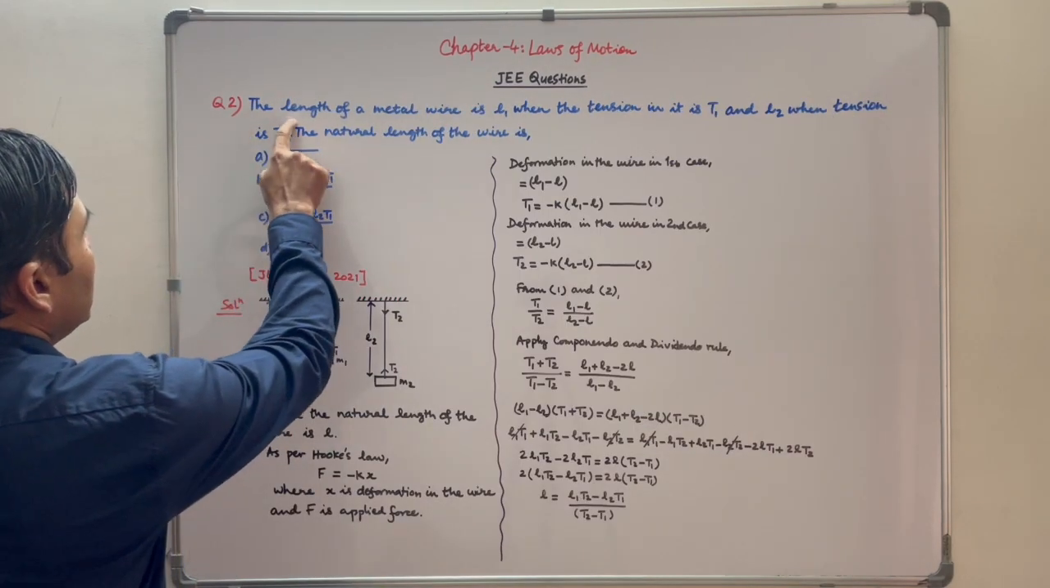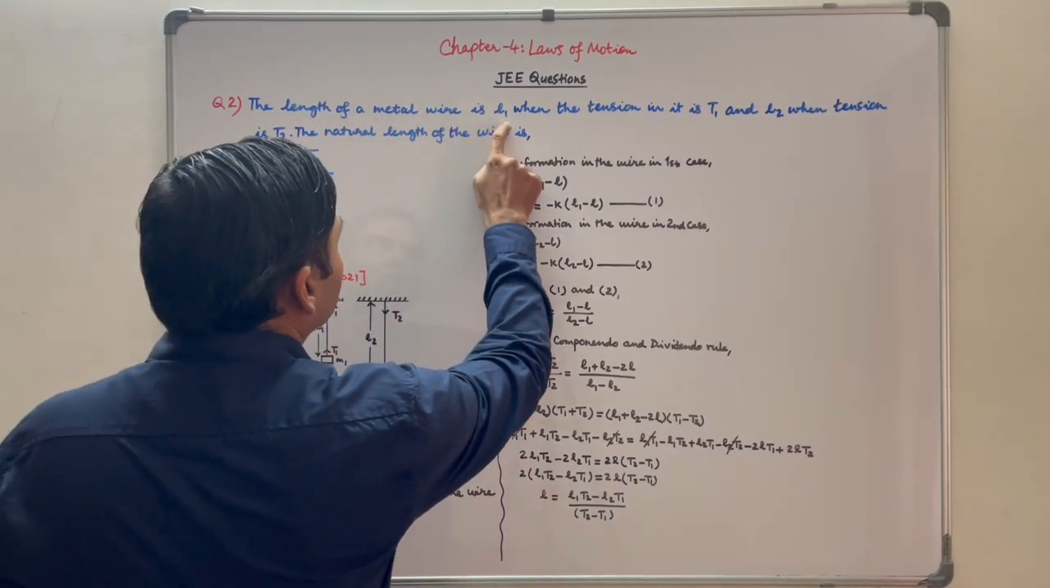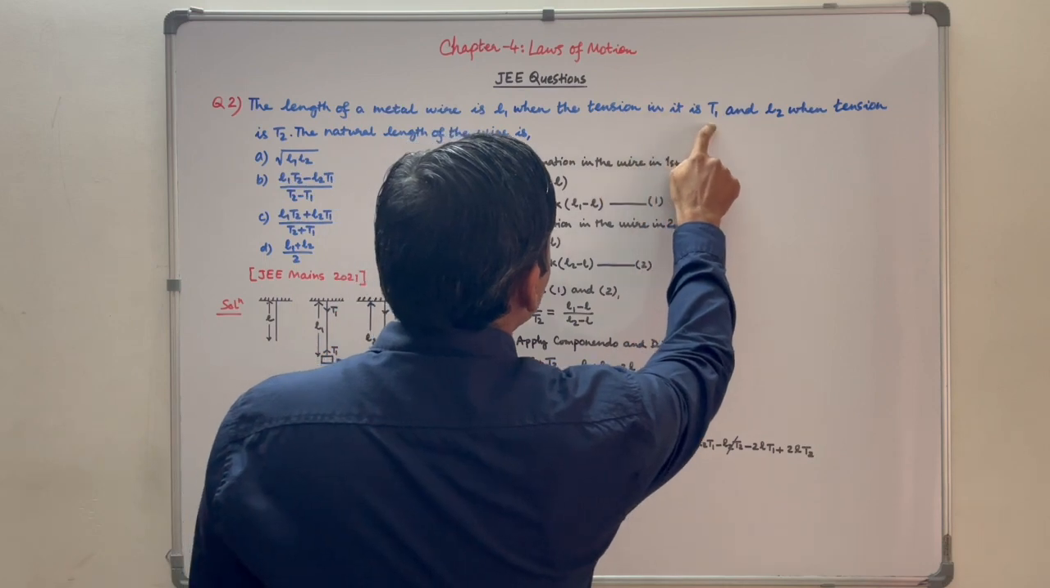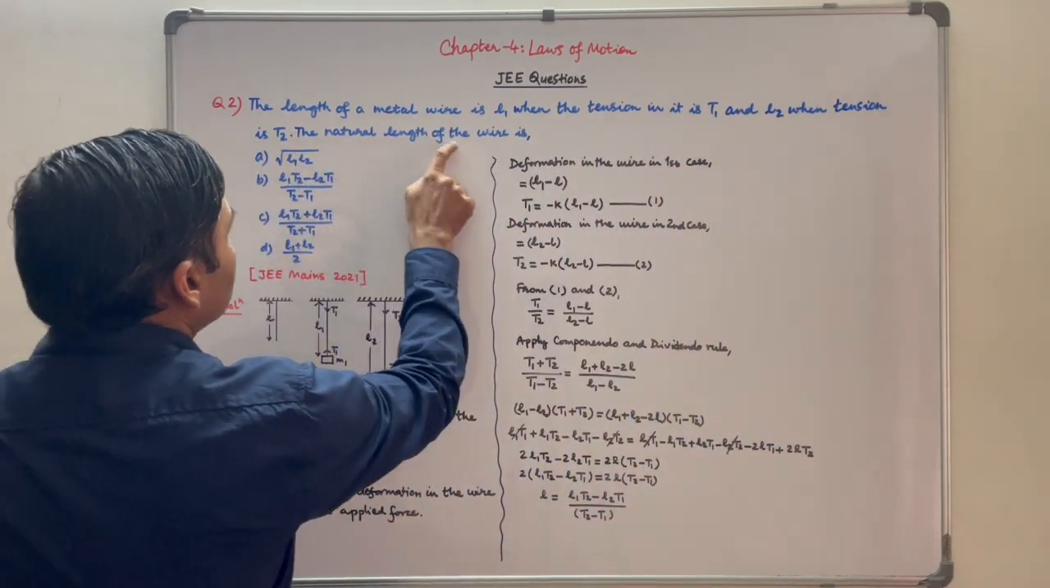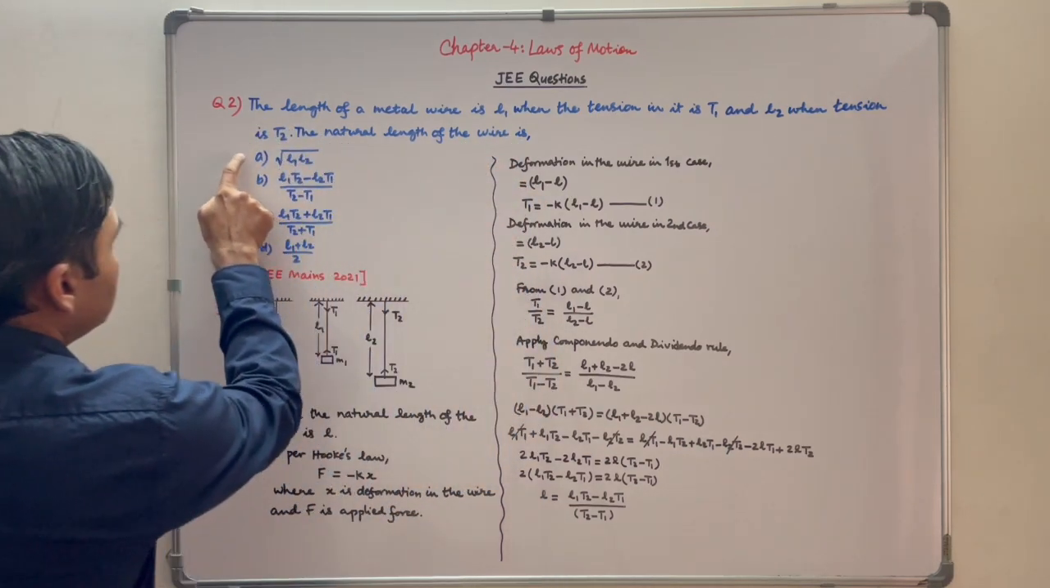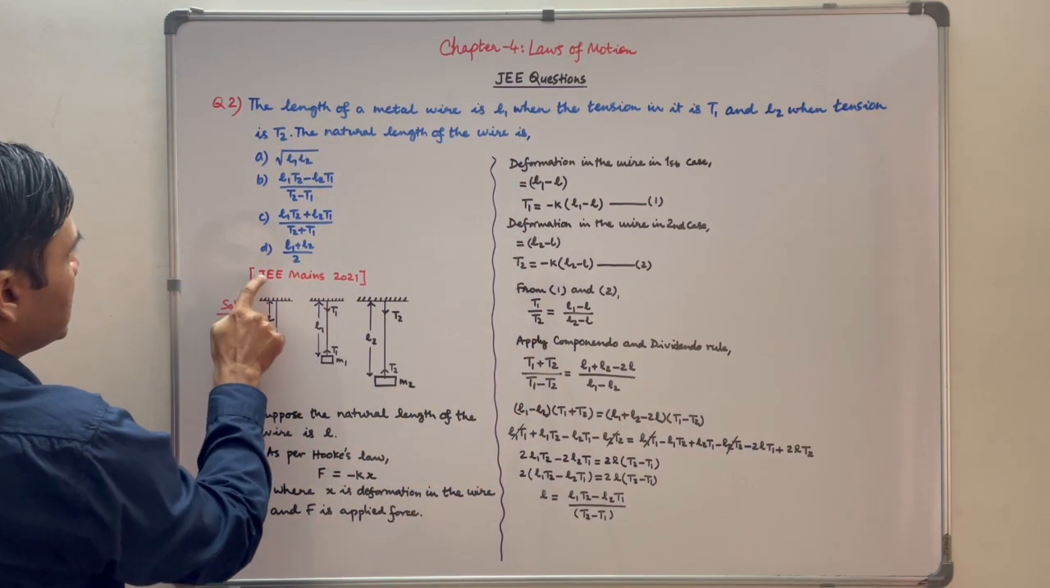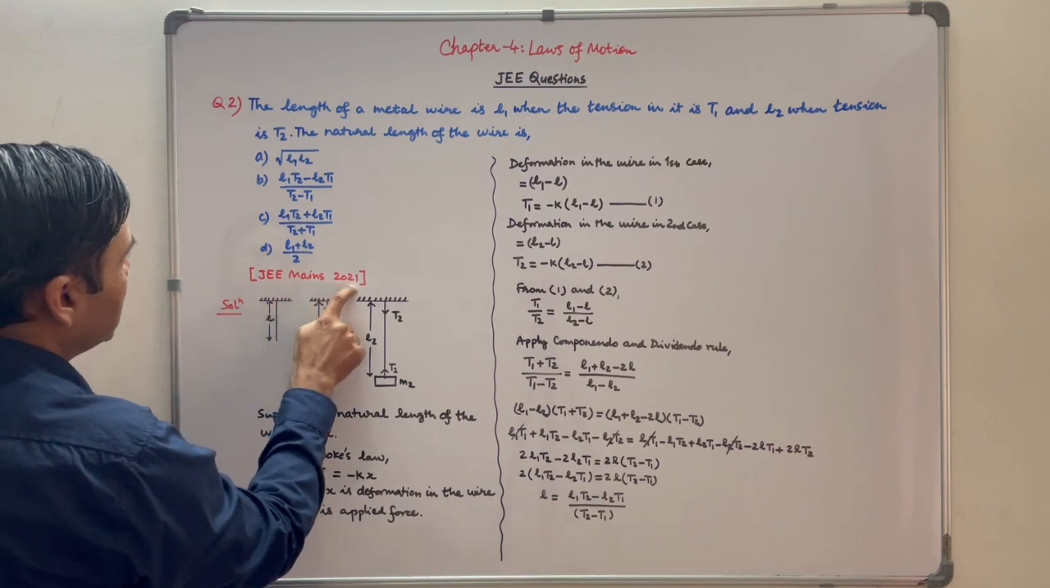Second question: the length of a metal wire is L1 when the tension in it is T1 and L2 when tension is T2. The natural length of the wire is. These are the options given. This question appeared in JEE Mains 2021.